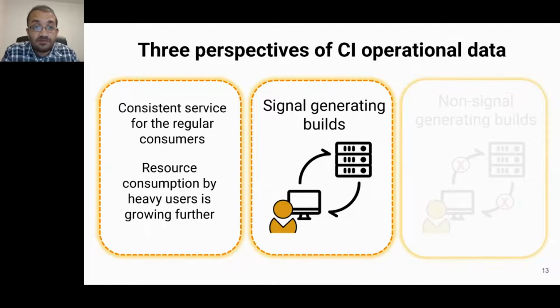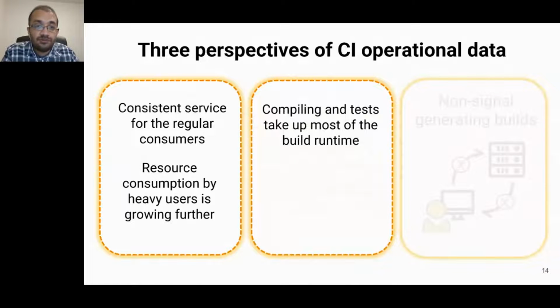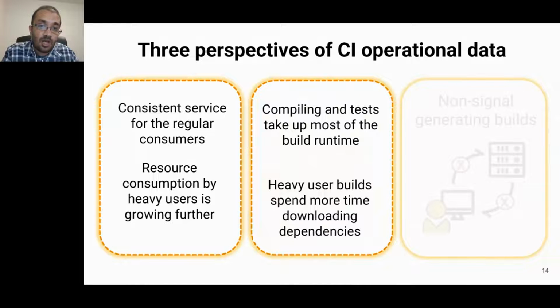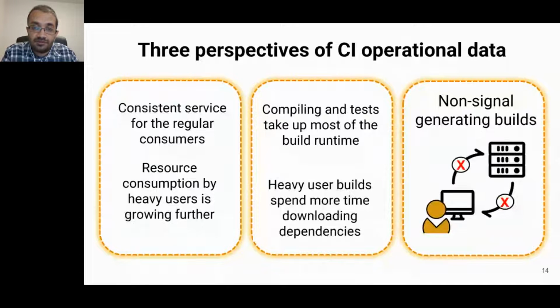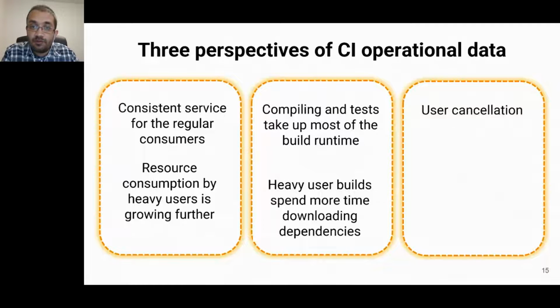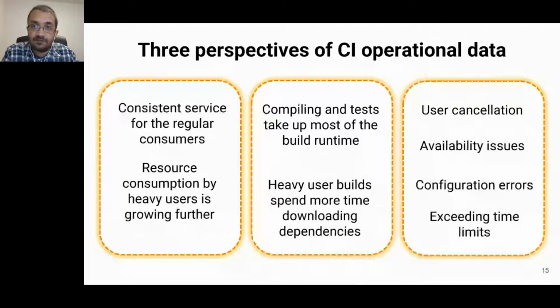And in terms of signal generating builds, we found out for the average user, compiling and tests take up most of the build run time. However, if we consider heavy users, heavy user builds spend more time downloading dependencies. Then we looked at why some builds are unable to generate a signal. We found out 4 reasons: user cancellation, availability issues, configuration errors, and exceeding time limits.